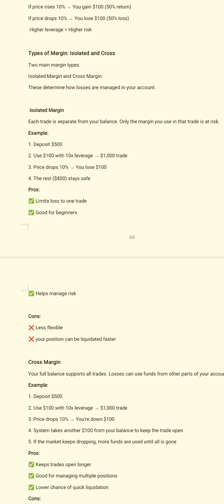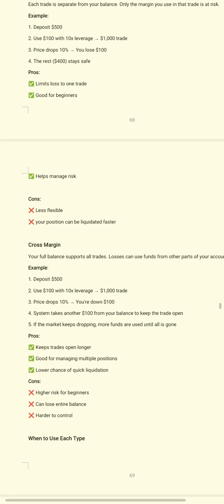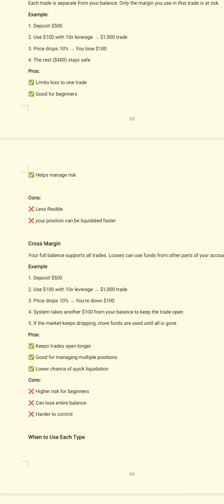Then it's good for beginners and it helps you manage risk. Then let's check the disadvantages. Less flexible. It's not flexible. Then your position can be liquidated faster. If you are using isolated margin, your position can be liquidated faster because it cannot cross to the other side and carry anything from there again.